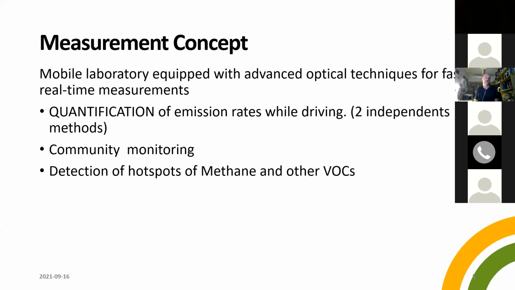And again, it's truly mobile. So it's not like we move to a place and stop and then we measure, but we actually measure while we drive. So it's pretty fast of doing mapping and things like this. So what you can actually do with this one, you can actually quantify emissions while you drive. And we have actually two independent methods for that, but I will focus on one of them here. You can do community monitoring, measuring concentrations, and obviously when you do all this stuff, you can also detect hotspots of various species.